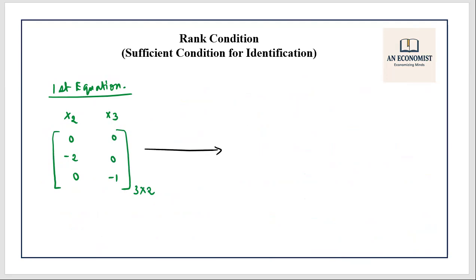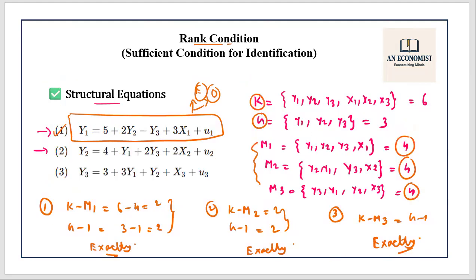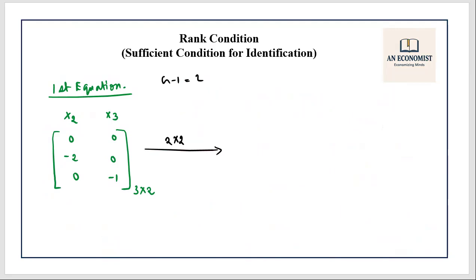The rank condition says from this 3 cross 2 matrix, if you can form a 2 cross 2 matrix, because see, G minus 1 is 2. Remember the order condition. Firstly, we use the order condition. G minus 1 is 2 everywhere, right? So you have to form a matrix which is of order 2 cross 2 and which is full rank.